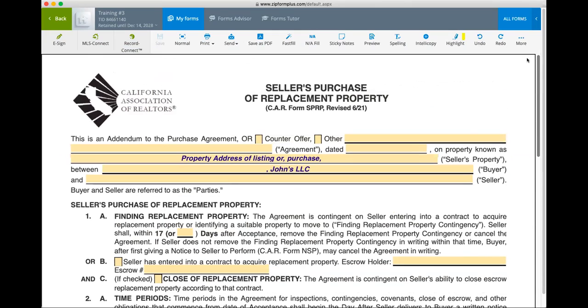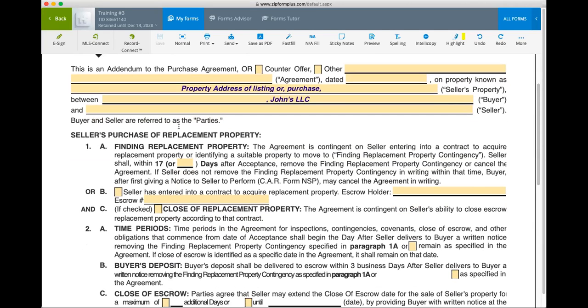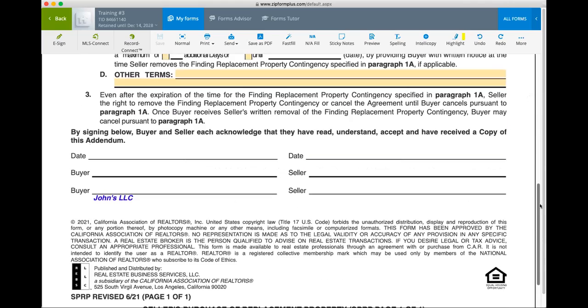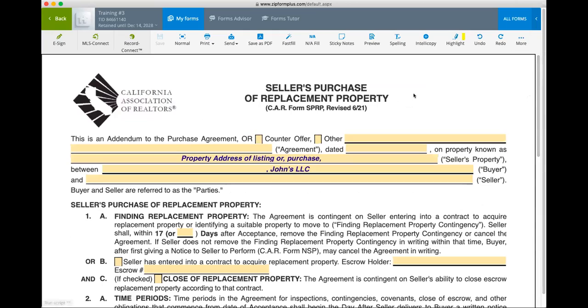And you should probably discuss it with the listing agent and say, okay, how many days do they need, and things like that. And you just go through and fill out these different boxes, just as you would if it were subject to the buyer selling a property. This is the seller's purchase of a replacement property. So that's the SPRP form. That was mentioned last week.